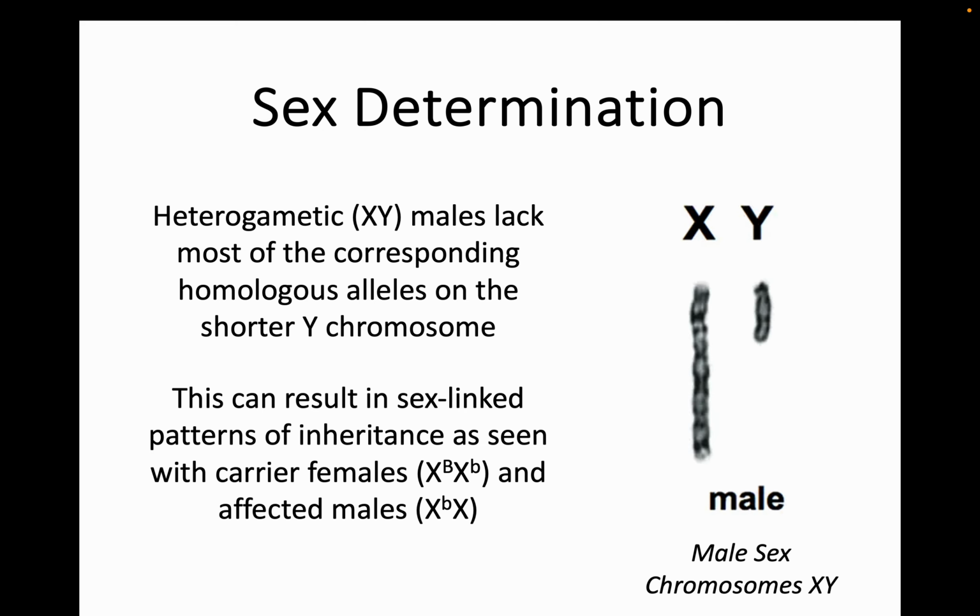This is important for a couple of different reasons here, and this is something you may have heard of before in terms of different genetic conditions or carriers in males and females and how this works differently. So if you are heterogametic, if you have 2 different chromosomes, XY, so if you're an XY male, then you lack most of the corresponding homologous alleles on that shorter Y chromosome. You can see on this diagram on the right hand side, these chromosomes are much different in their length.